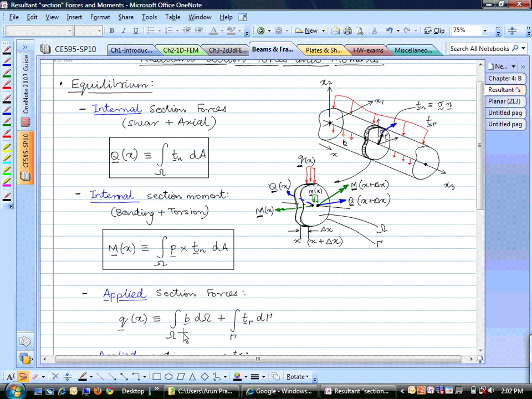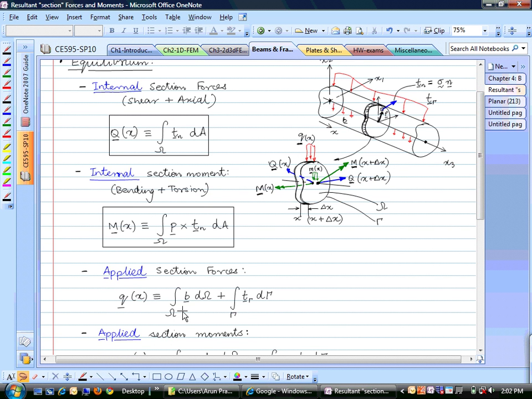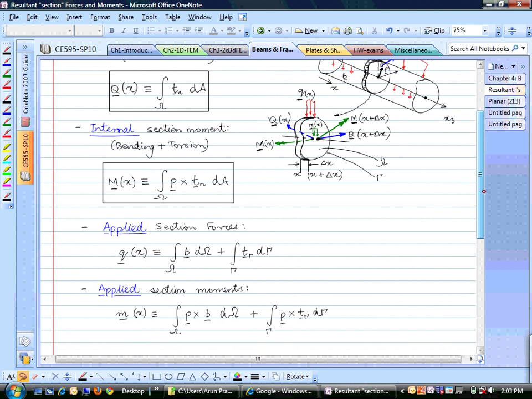For external forces, this body could have some body forces, self weight, that is B, and it could have some tractions all over the surface, which I am denoting by T gamma. If we sum all of these forces up, this gives you the applied section forces, which we are denoting by Q. This Q is the applied section force for this body, which includes body forces and the surface traction all along the perimeter of this pillbox.